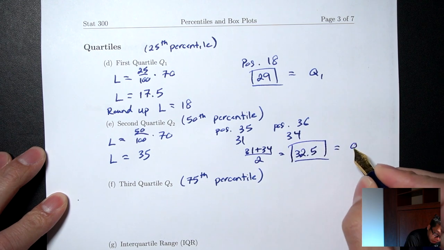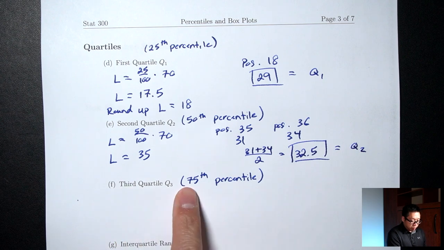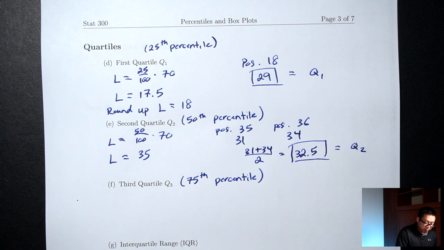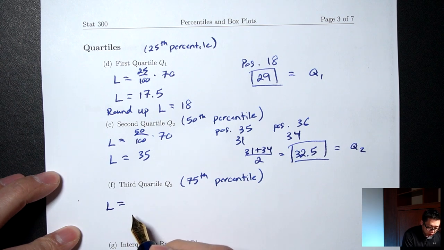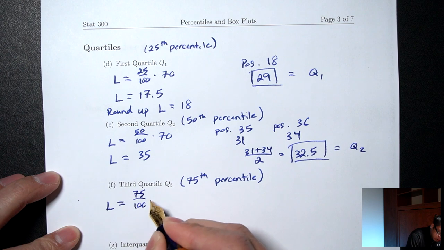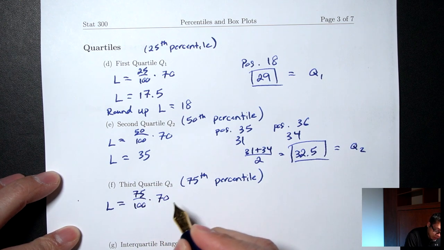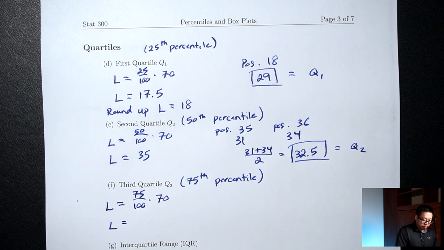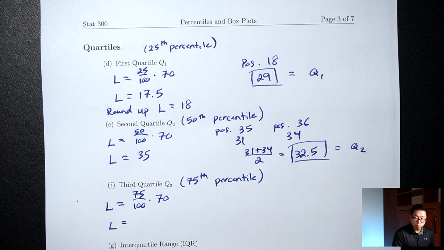32.5. And that's our Q2. Q3, which is the 75th percentile, same thing. P over 100, our P here is now 75, times N, the number of data values, we count 70. 75 over 100 times 70. 52.5.